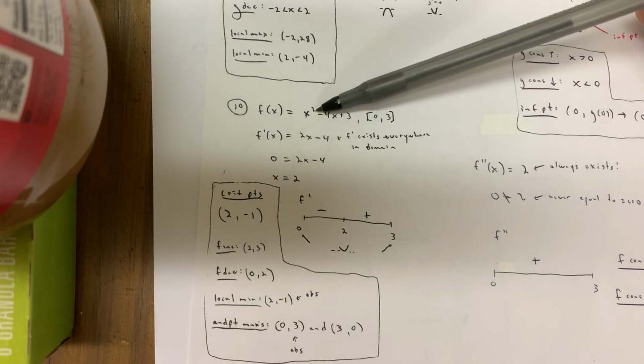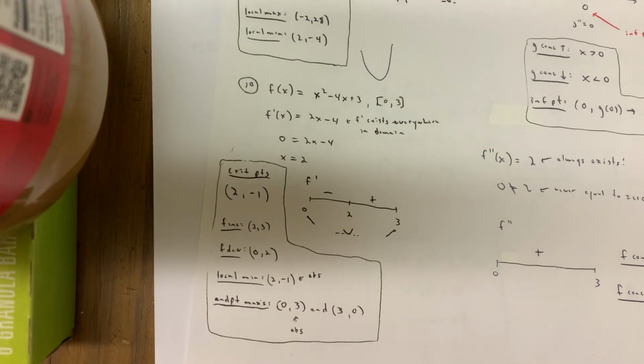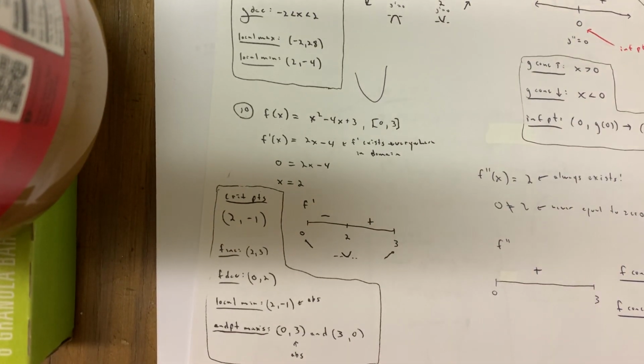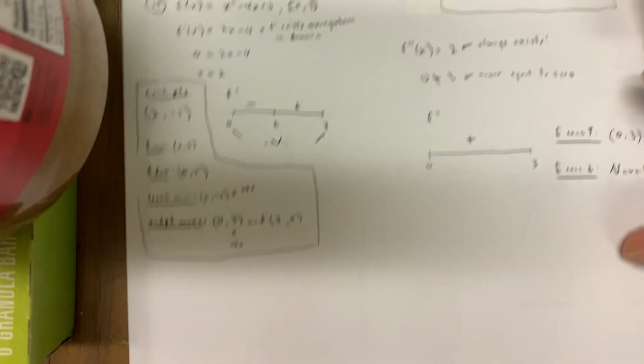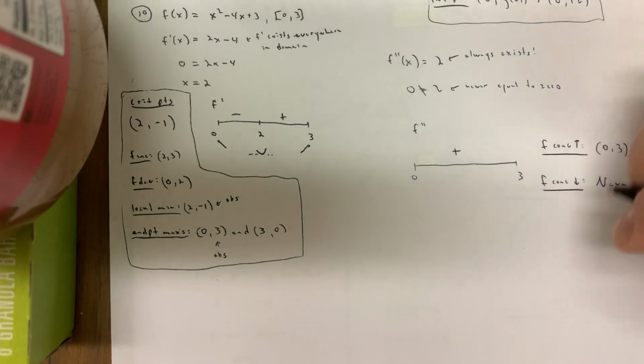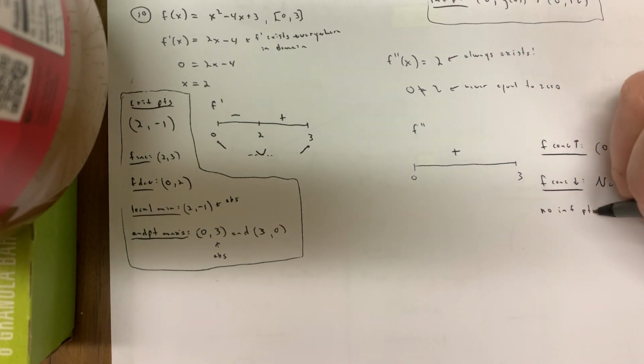It's a smiley parabola, right? You know what a smiley parabola looks like? Does that look like it's concave down to you? That's concave up, so that should make sense. And obviously no inflection points here, because there's no way that the second derivative could change sign from positive to negative. So no inflection points.